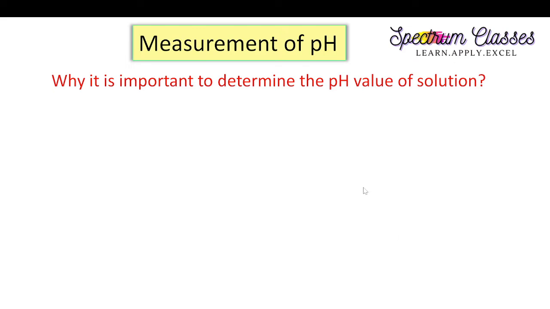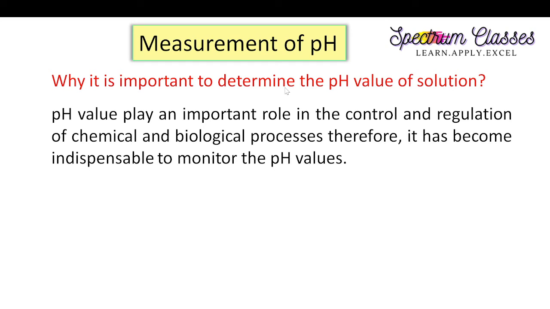So why is this determination of pH value important? The determination of pH value is very important because it plays a vital role in controlling and regulating chemical as well as biological processes. Therefore, it is very important to determine the pH value of a given solution. Now, the next question comes: what is called the pH value of a solution?